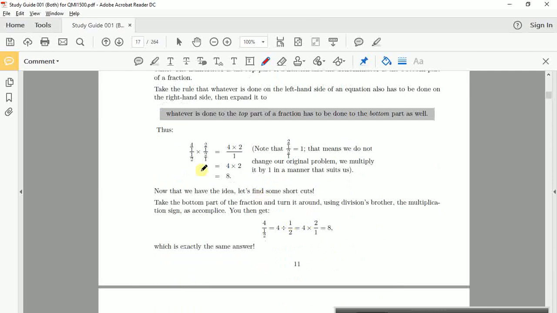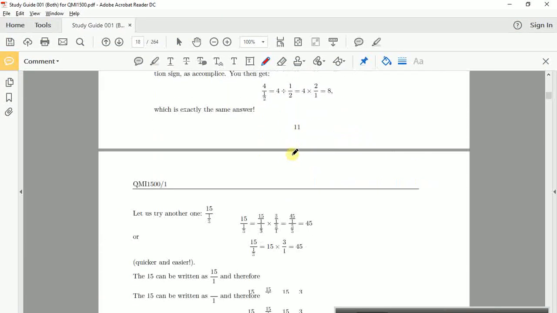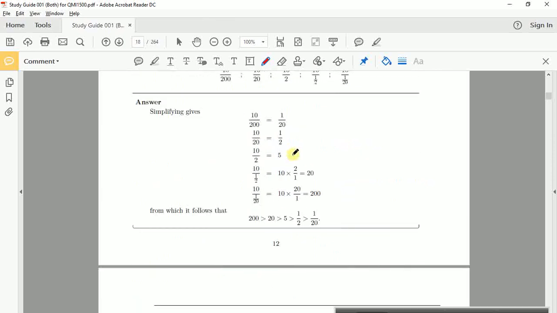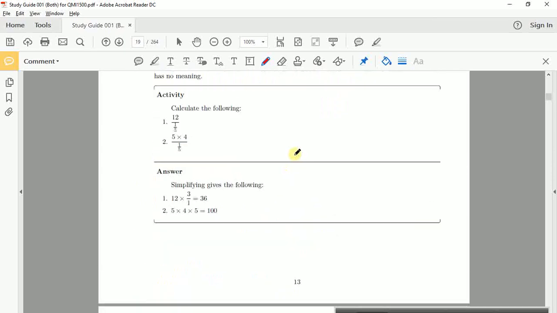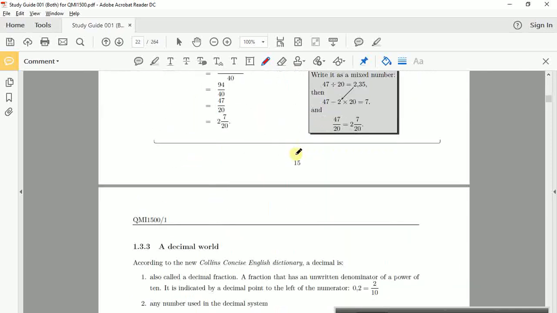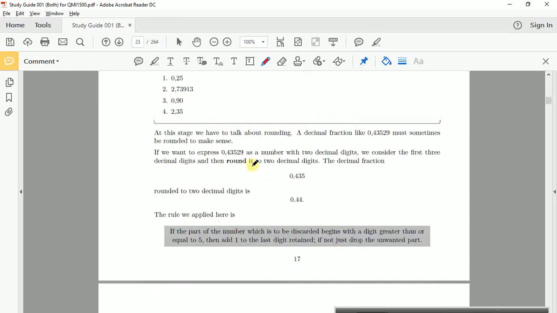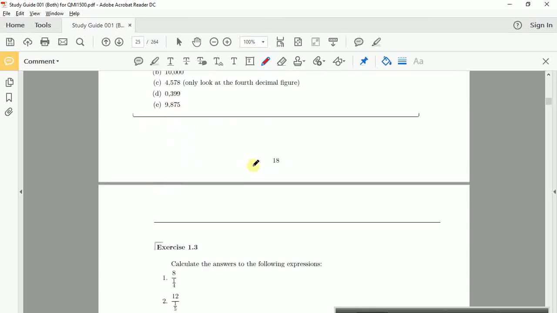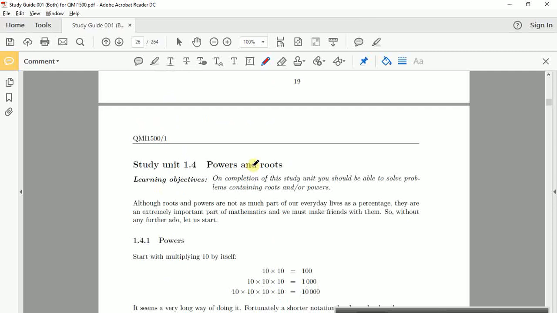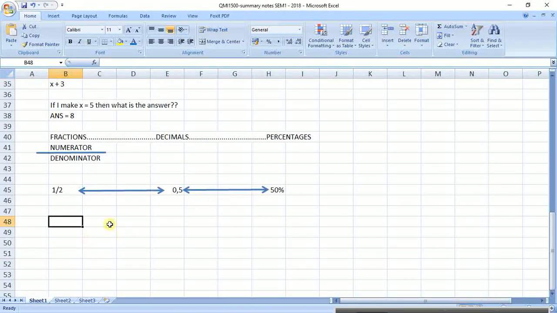Okay, then they talk about multiplying fractions. Let's use one of these examples. Where's the activity? That's adding and subtracting. Here's the decimal stuff. Okay, then powers and roots, but that's later on. So I think let's just write one down.